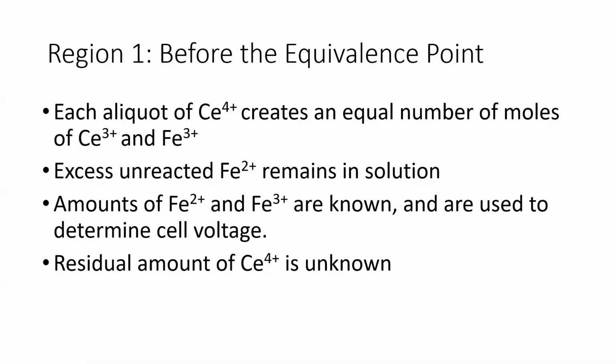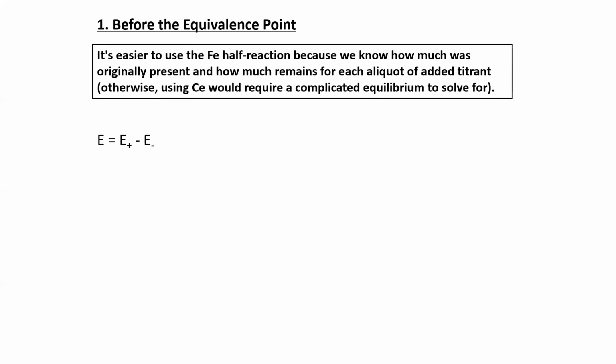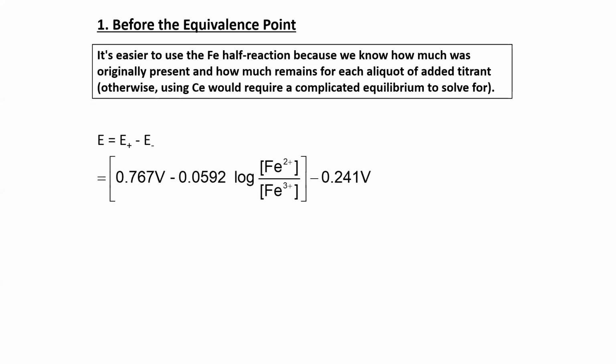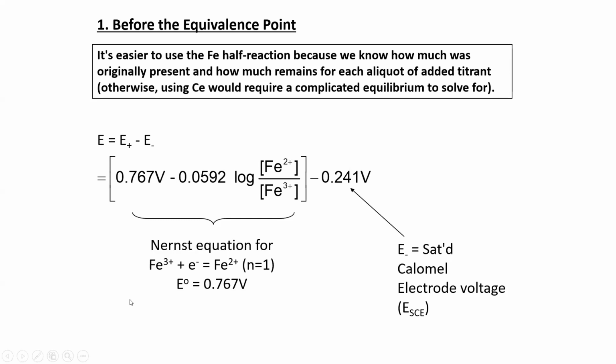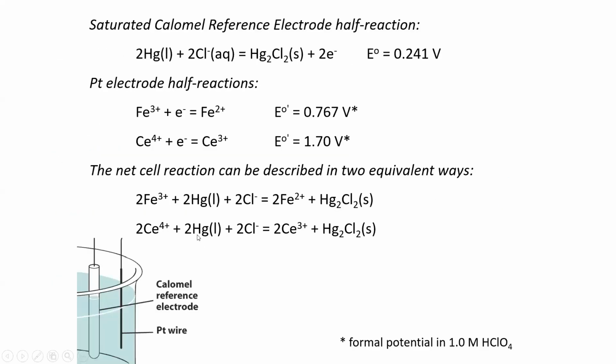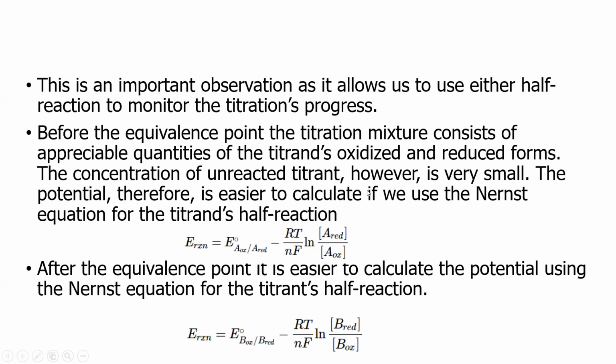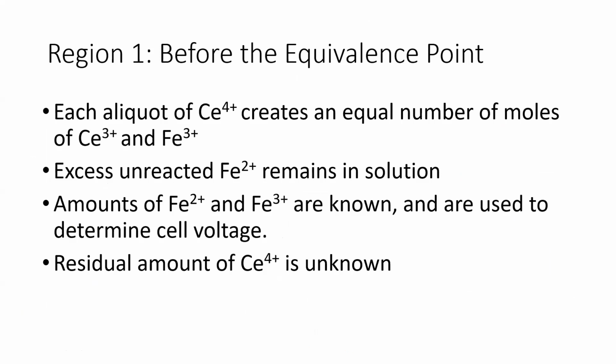But the residual amount of cerium 4 is unknown, because cerium 4 is still in the burette, and it reacts as soon as it touches the iron 2 solution. So we can, using the next equation that we have before, let me take you back to that equation. This is the next equation that we have. Remember this: we have the E naught of your reactant minus RT over nF ln of the reduction and oxidation terms. We'll be needing that equation.